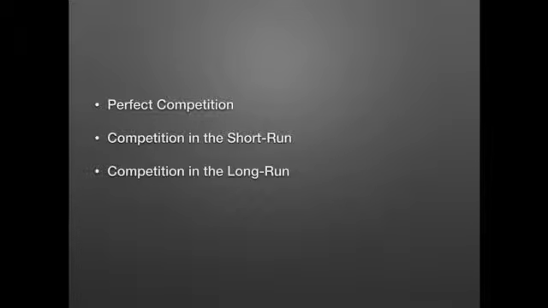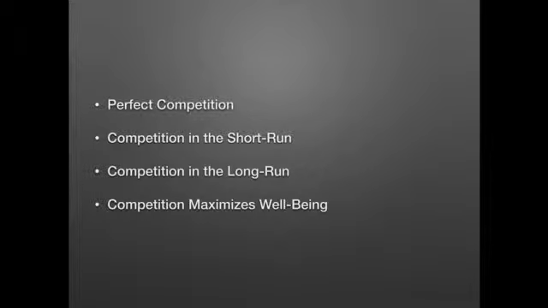So make sure you understand that distinction and the distinction between the decisions that are made in the short run versus the long run. Consequently, the competitive firm's long-run supply curve is the long-run marginal cost above the minimum of the long-run average cost curve. So make sure you remember that distinction.